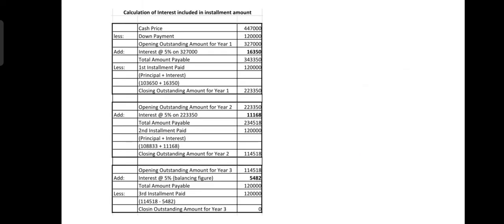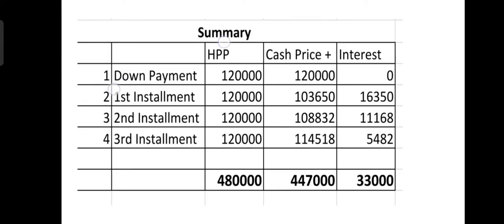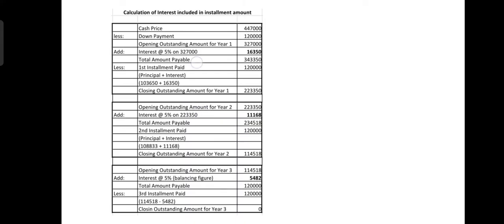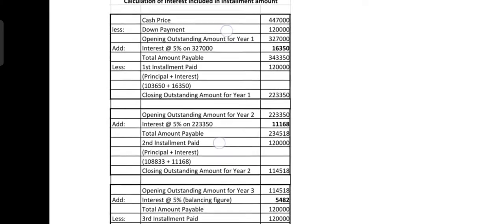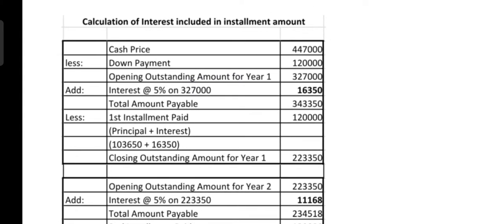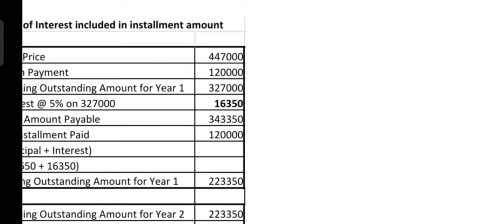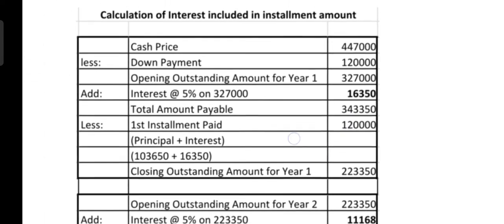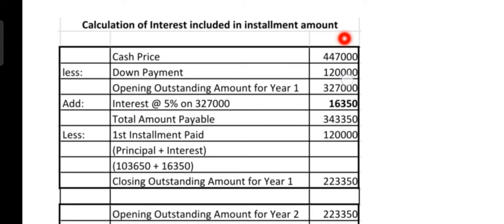In each installment amount, how much interest has been included? Identifying that is the next step. That is the calculation of interest included in each installment. We are going to start with the cash price. The cash price of the cooler is 4,47,000, and we paid down payment in the year 1999, this is 1,20,000. After paying the down payment, 3,27,000 is the opening outstanding amount for year 1.